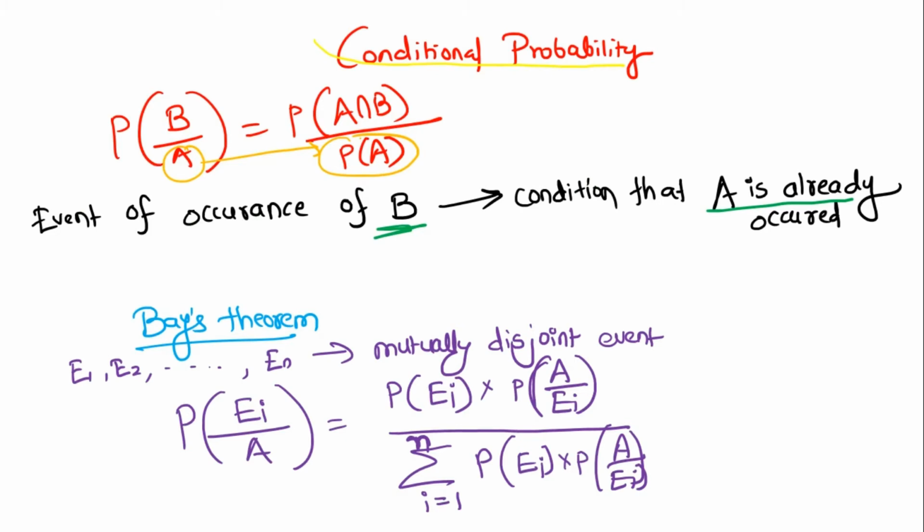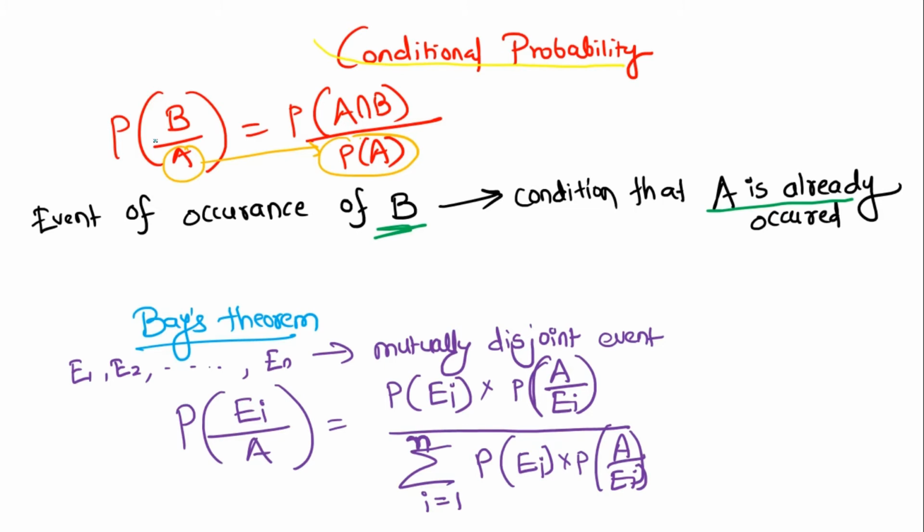Conditional probability: when you are performing any kind of event and the occurrence of another event depends on a previous event which happened earlier, then that is called conditional probability. Now in this conditional probability, for example, you have probability of B given A, which is equal to probability of A intersection B divided by probability of A. Now this is the formula for basic conditional probability.